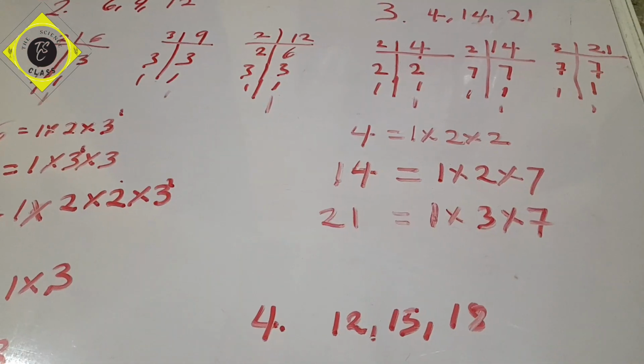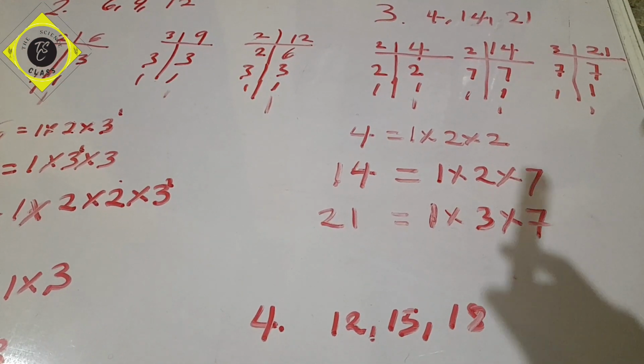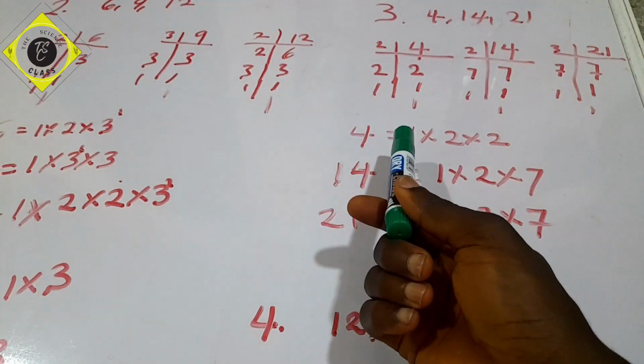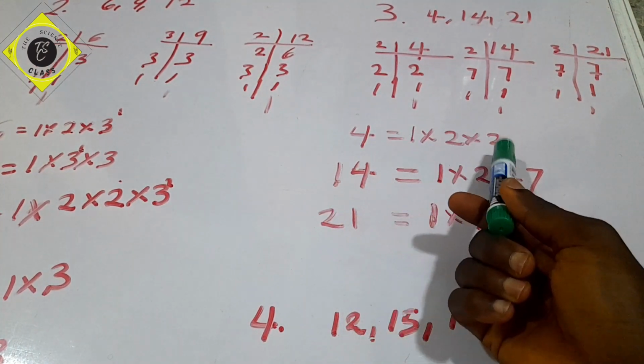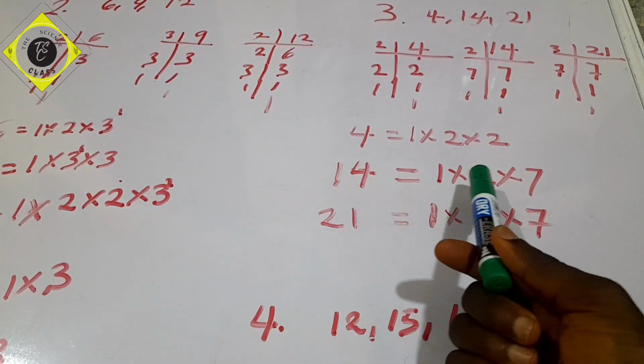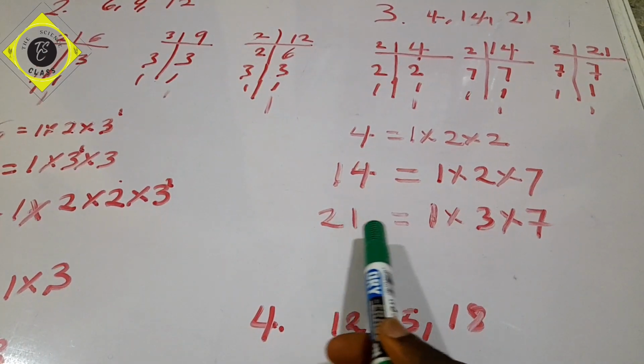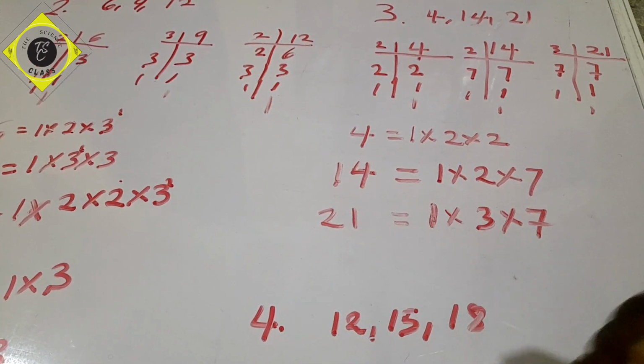So 4 is equal to 1 times 2 times 2. 14 is equal to 1 times 2 times 7. 21 is equal to 1 times 3 times 7. So from here now, we can see that there is no number that is common to all of them, except 1.